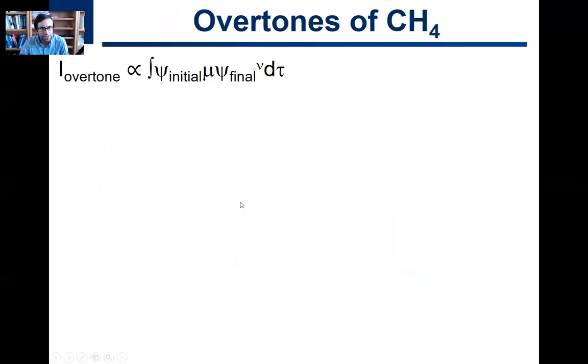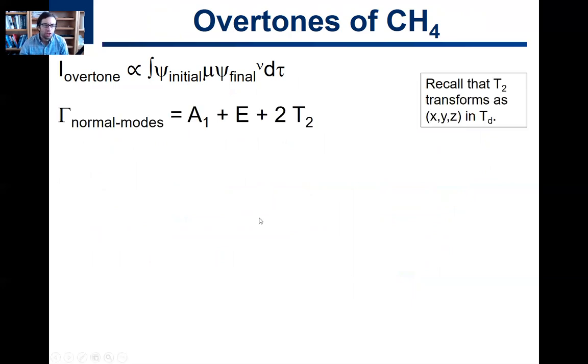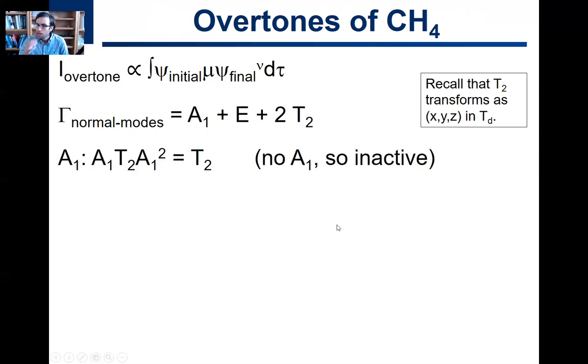So let's look at the overtone for methane. So here are normal modes. That's where we start. And there were A1, E, and 2 T2s. And if we look at the character table, remember that X, Y, and Z, the transition moment operator, mu, is X, Y, or Z. Here they happen to transform all together as T2 and TD. And so what you're going to do here is just evaluate every possible overtone and see if it is symmetry allowed or not.